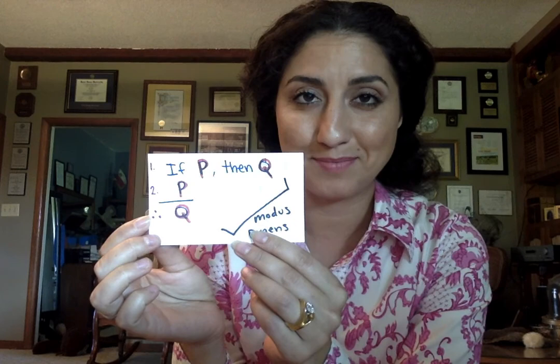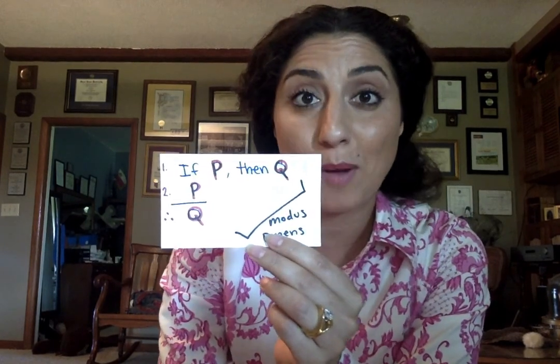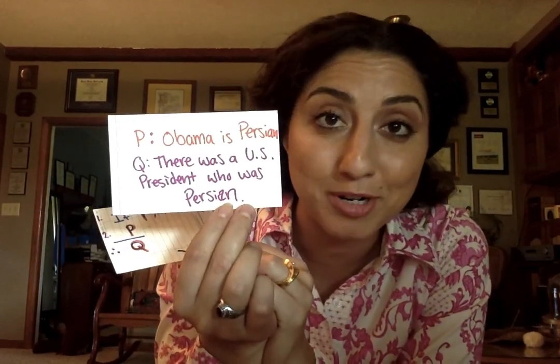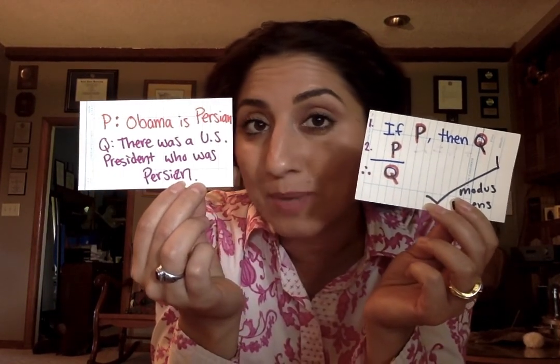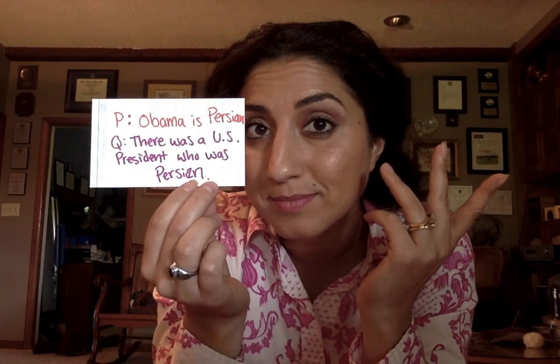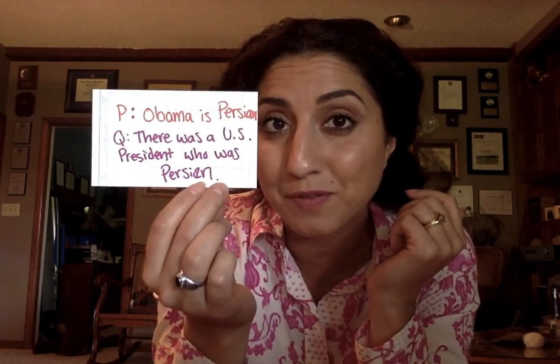This is about to be really weird, okay? I am going to give you an argument which is deducing the conclusion that there was a Persian president in the United States before the year 2020. And it's a valid argument. Let's have some fun. Let P represent the idea that Obama is Persian. Let Q represent the idea that there was a U.S. president who was Persian. This is the content we're going to use to fill modus ponens.